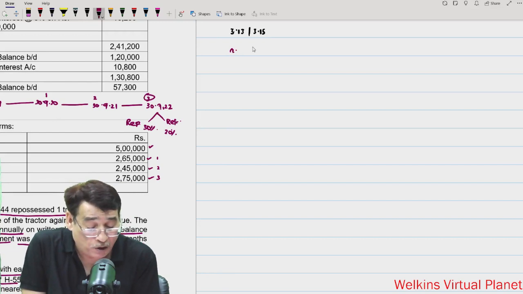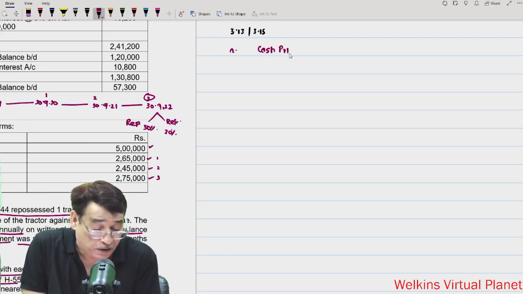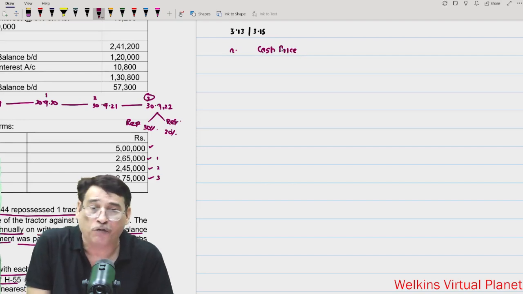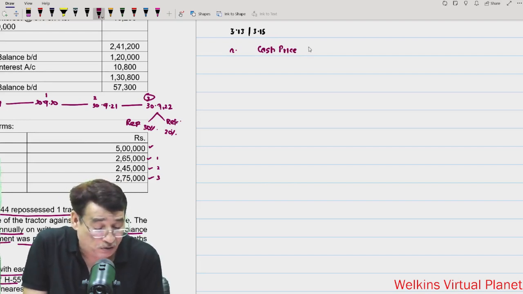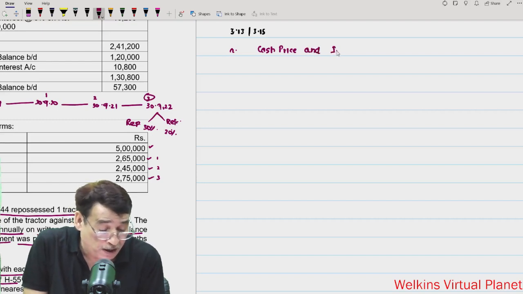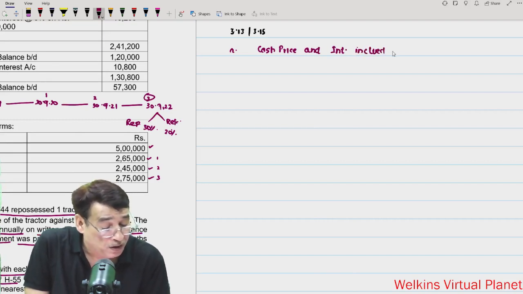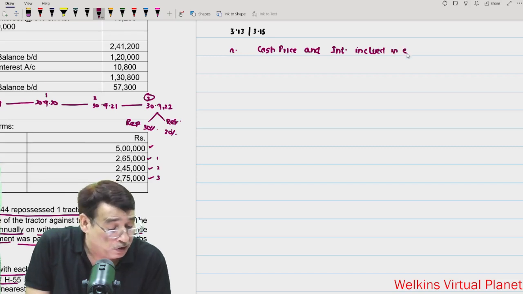A. Because the demand of the question is that we are supposed to find out the cash price. So obviously I'm going to write cash price. This is our first step, cash price. And besides that, we have to reflect the amount of interest included in each installment. So cash price and interest included in each installment. So this is what the question wants us to show, and this is what exactly we are showing.